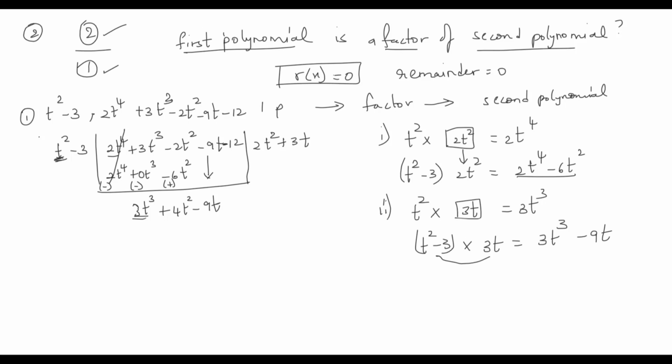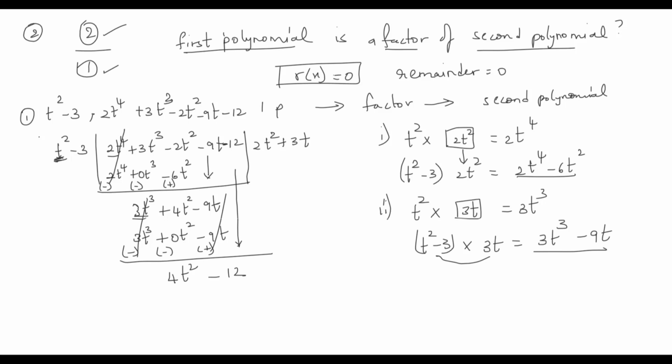So what you have to do is place carefully underneath these terms. That is 3t cube under 3t cube, and because there is no t square term, I will place 0t square, and minus 9t underneath minus 9t. So therefore, plus changes to minus, minus changes to plus. This term and this term get cancelled. 4t square minus 0t square will give us 4t square, and get this 12 down, that is minus 12.